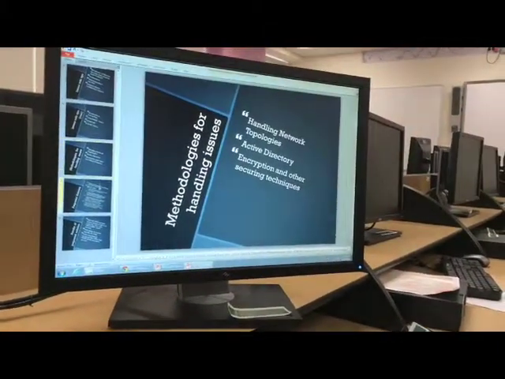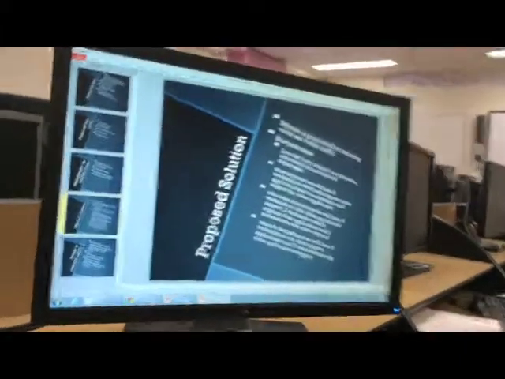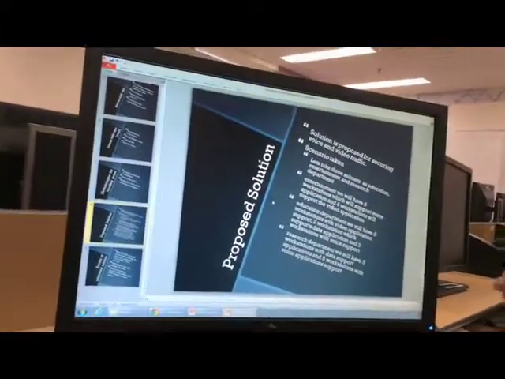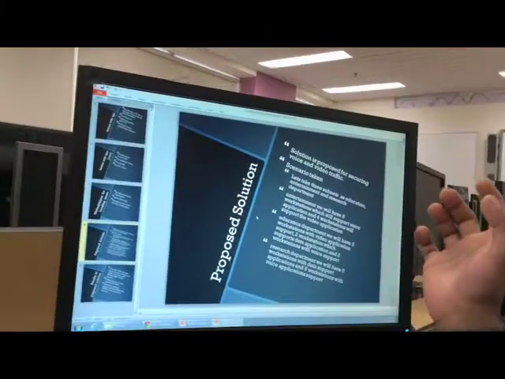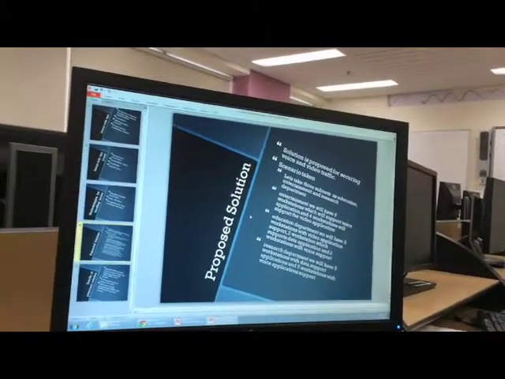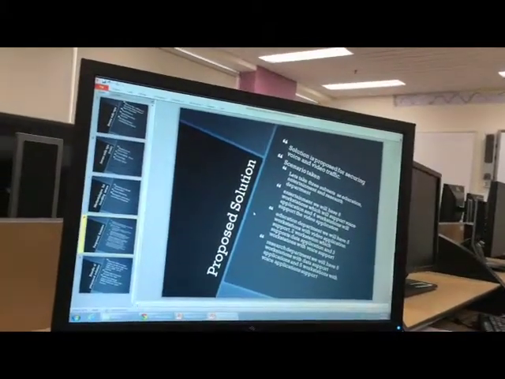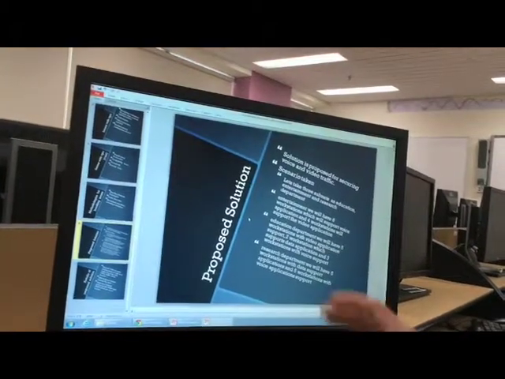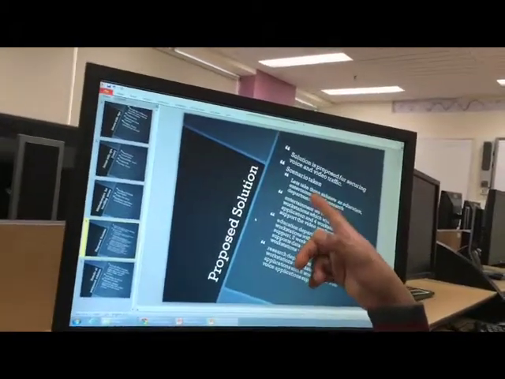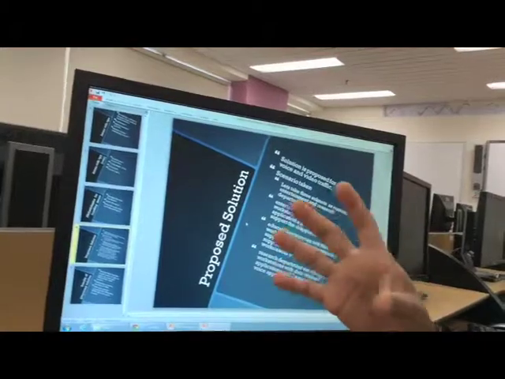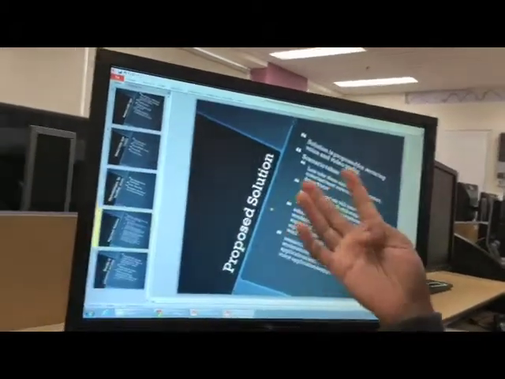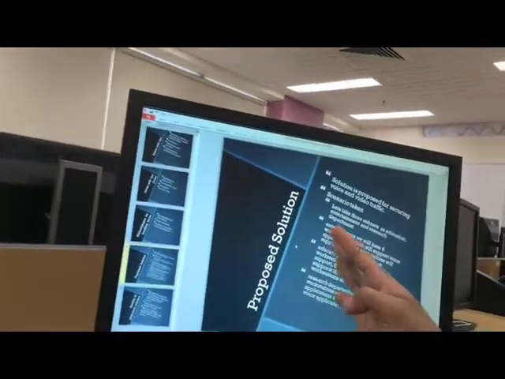Okay, and the proposed solution for all these problems. For the solution which we proposed, we have taken a scenario. In this scenario, we take 3 subnets as education, entertainment, and research department.